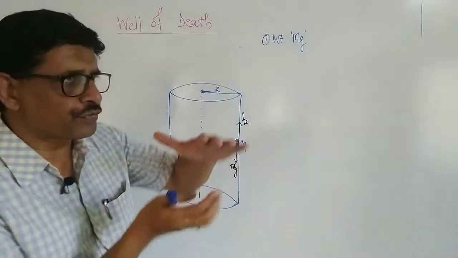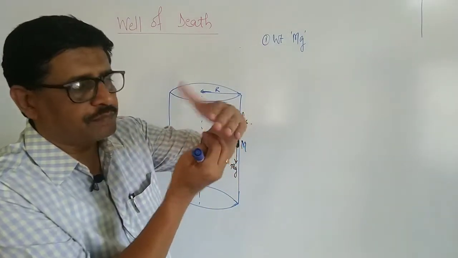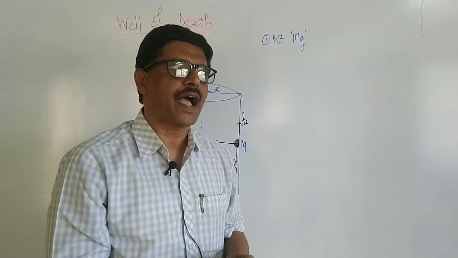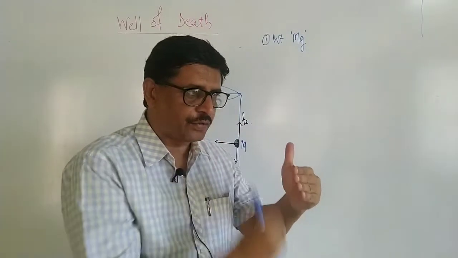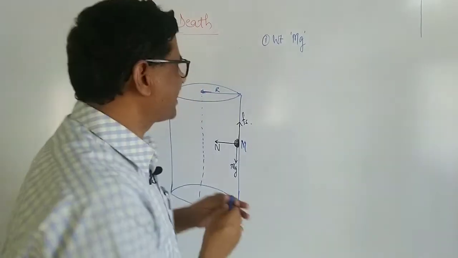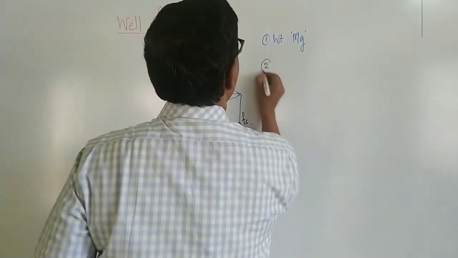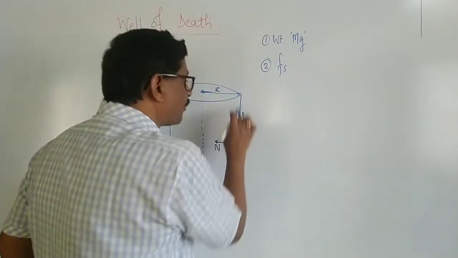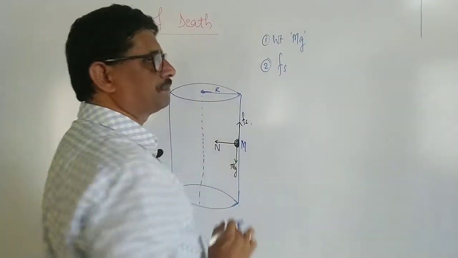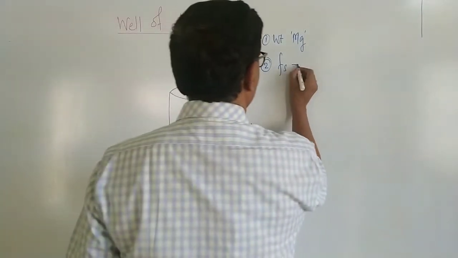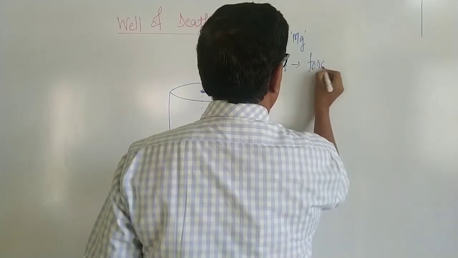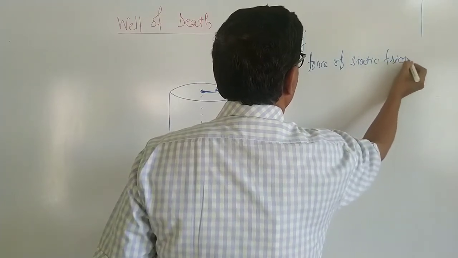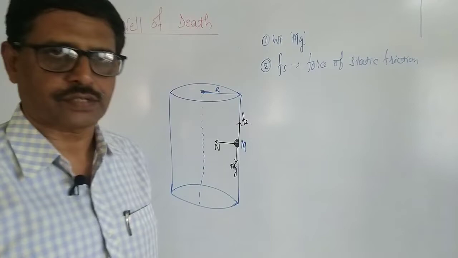Because of the gravitational force, we expect that the vehicle and the stuntman should slide vertically downward. But it doesn't happen, because this vertically downward gravitational force is balanced by the force of friction between the tires of the vehicle and the vertical wall of the death well. This is the force of static friction. Rather, I will say it is the limiting value of the force of static friction.